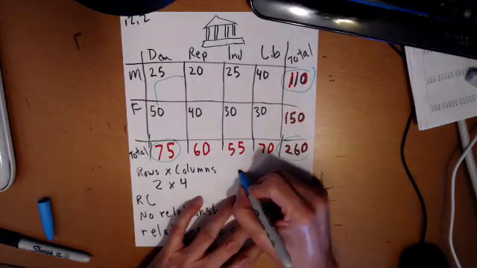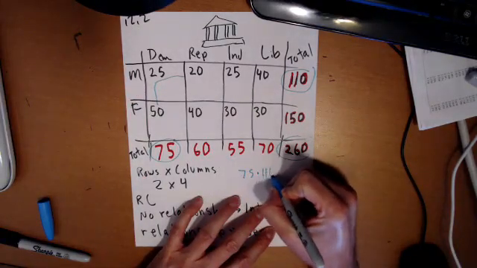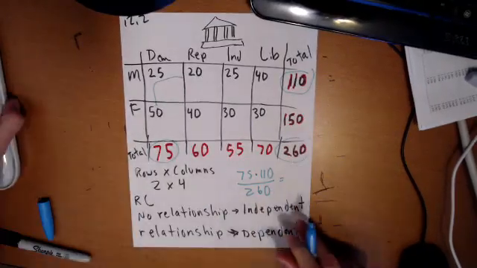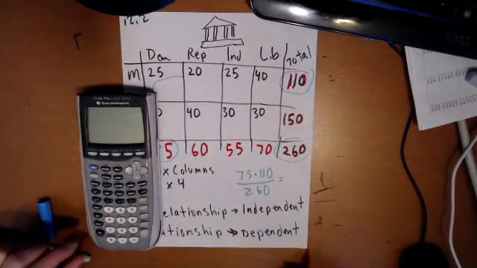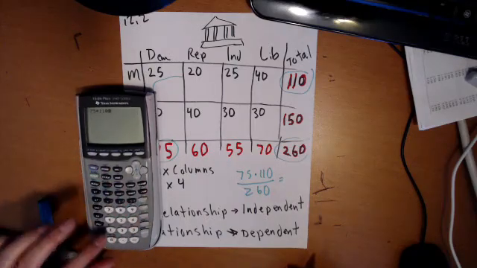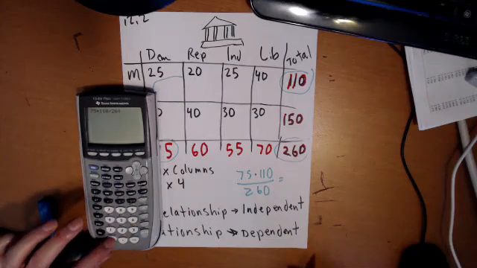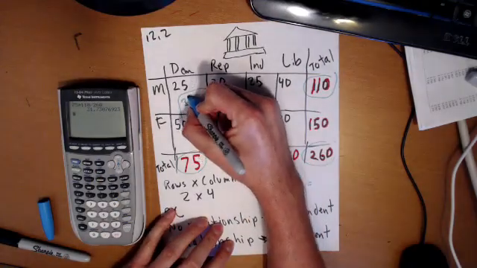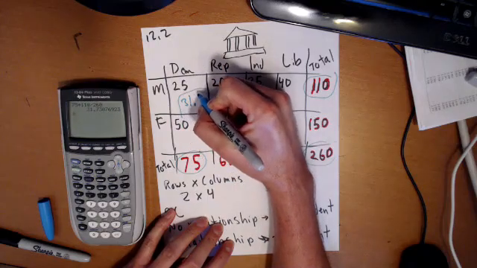So 75 times 110 divided by 260. Calculator on clear. 75 times 110 divided by 260. Enter. I'm going to show you a shortcut. 31.73.